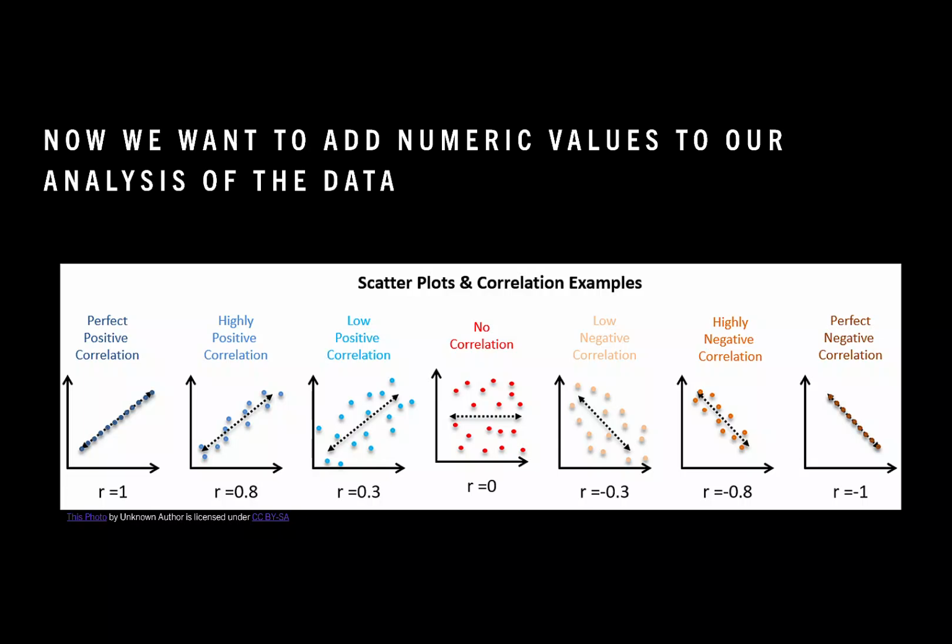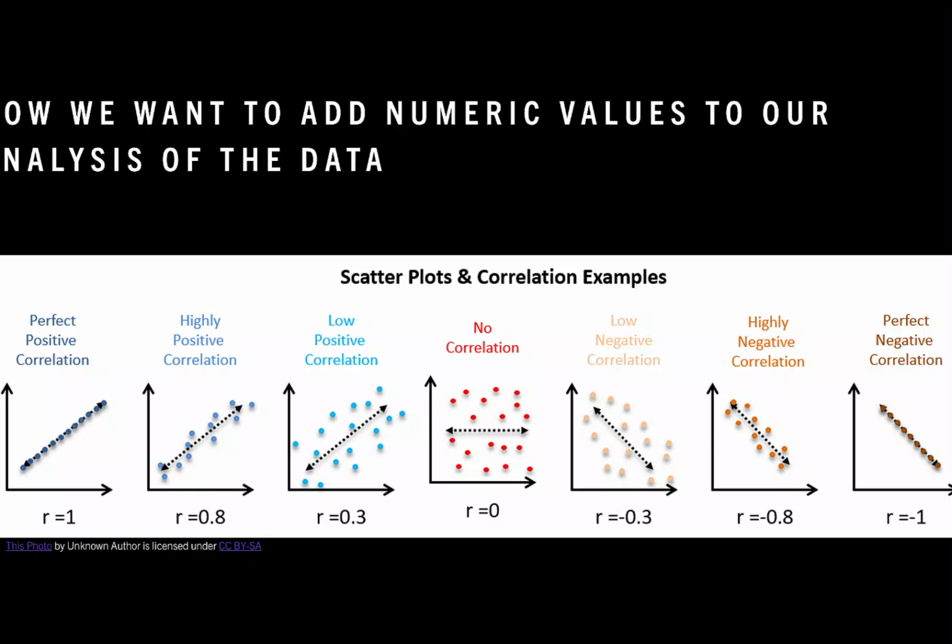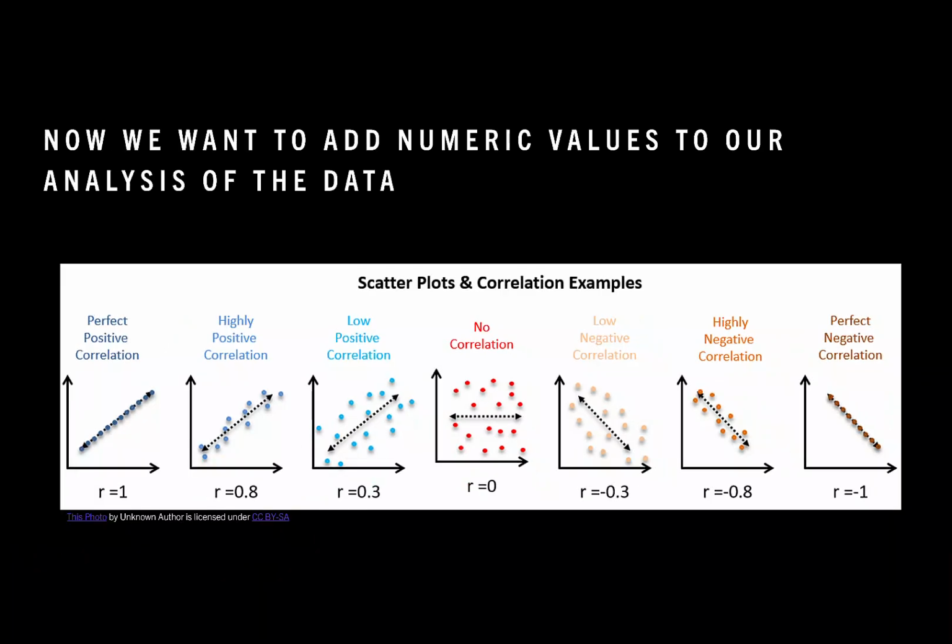This will help us to decide when the correlation is perfect positive, highly positive, low positive, not correlated, low negative, high negative, or perfect negative. We use the letter R to stand for our coefficient of correlation. We use R squared to stand for the coefficient of determination.